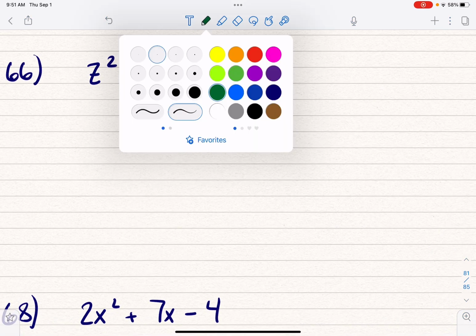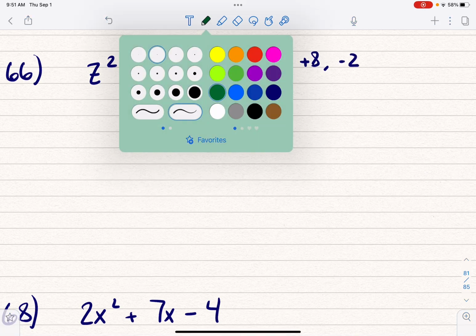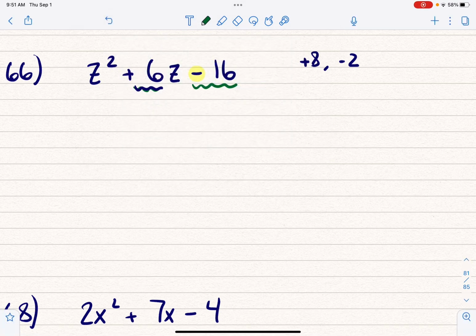And so I'm looking at this going, what two numbers can I get? And to get this positive 6, I would have a positive 8 and a negative 2. When I multiply those two, I get negative 16, but when I add them, I get that positive 6. So again, I could just say z plus 8 times z minus 2.